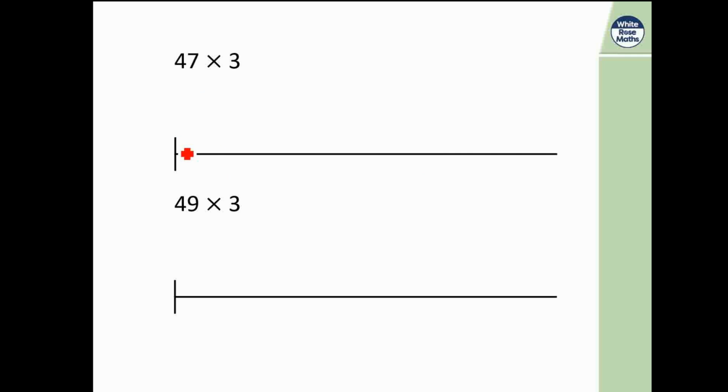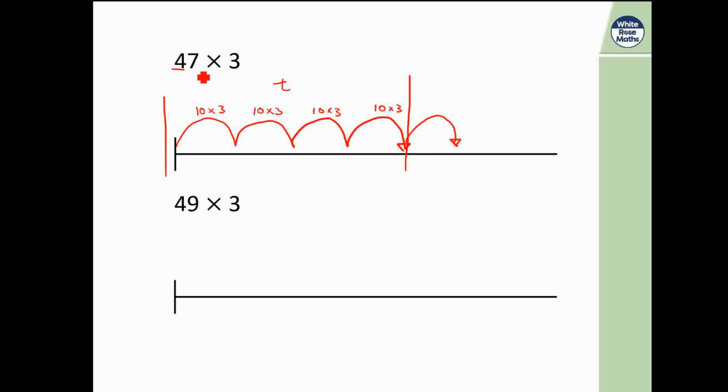Well, it's here. We need to go 4 times again. We need to do exactly the same. 1, 2, 3, 4. Okay, and this is 10 times 3, 10 times 3, 10 times 3, 10 times 3. And then there's a shorter one here. It doesn't look that much shorter, but it's meant to be shorter. This represents the tens here, and this represents the units here. So that's 7 times 3, okay? Let's do the tens first.